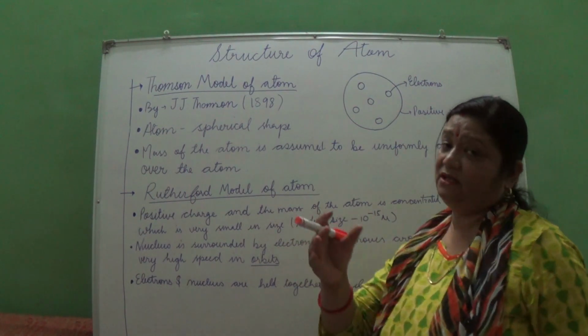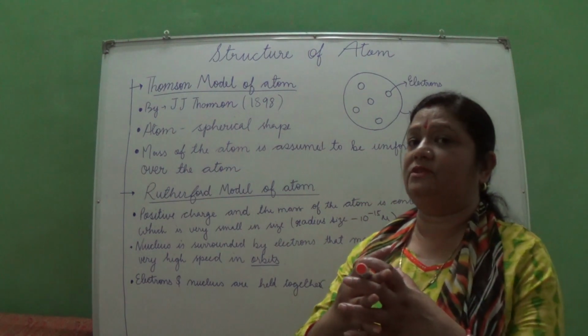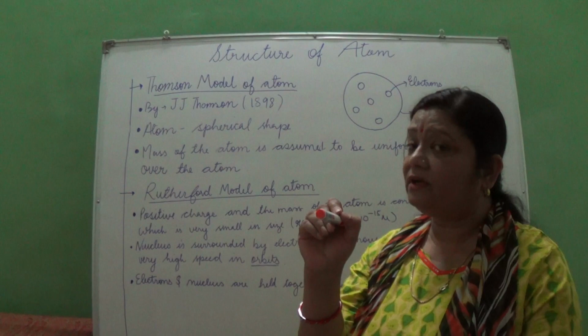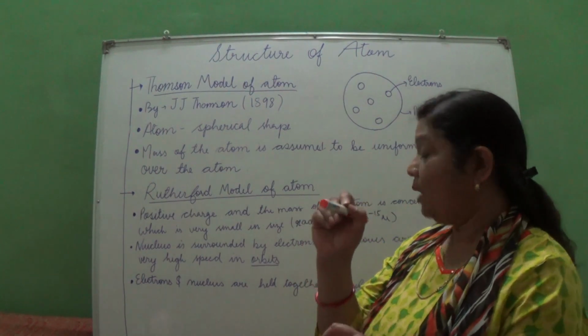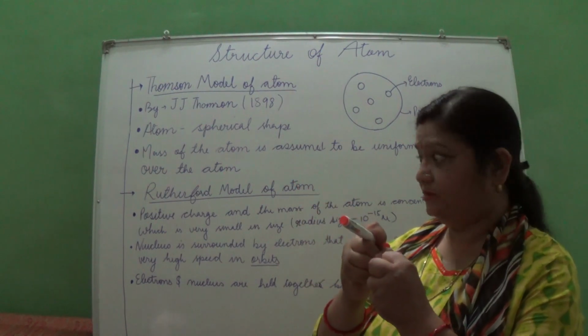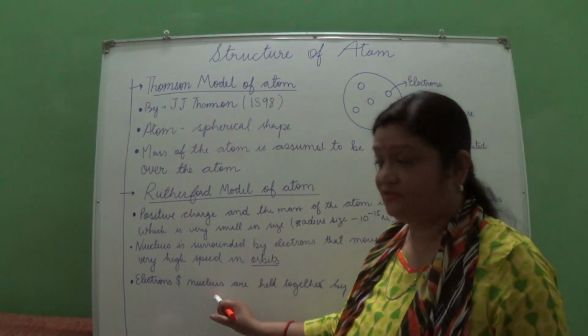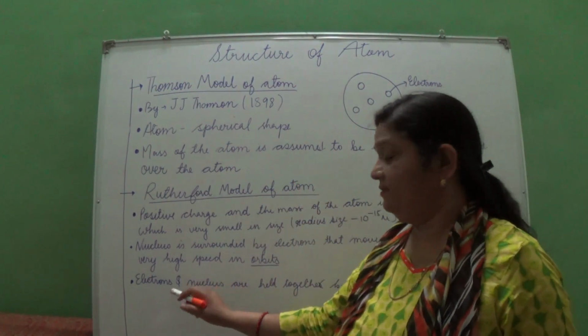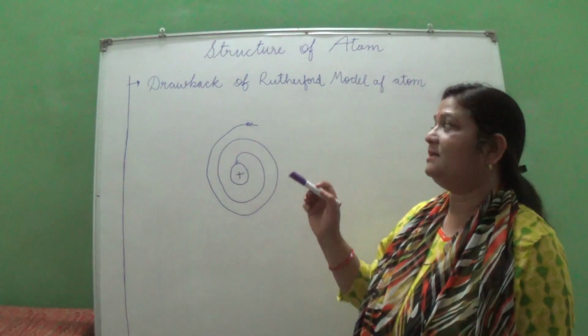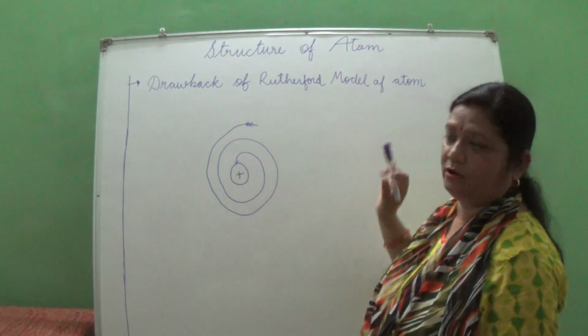Then he said that electrons and nucleus are held together by electrostatic force of attraction. As the nucleus consists of positive charge and the electrons, which are negative in charge, are revolving around it, how are they held together? They are held together by the electrostatic forces, because in the nucleus positive charge is present and the negative charges are revolving around it.